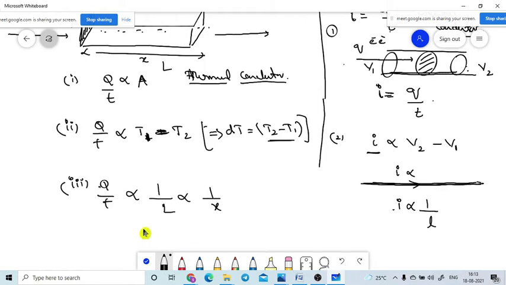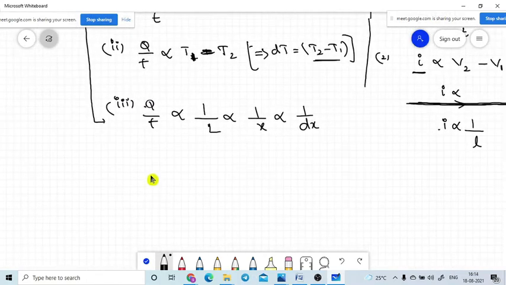Are you getting it or not? Hello? Yes, sir. So this is the value I am taking. If this length is a small value, I can represent it with dx. Then I will use this. I am combining each and every equation into a single equation.